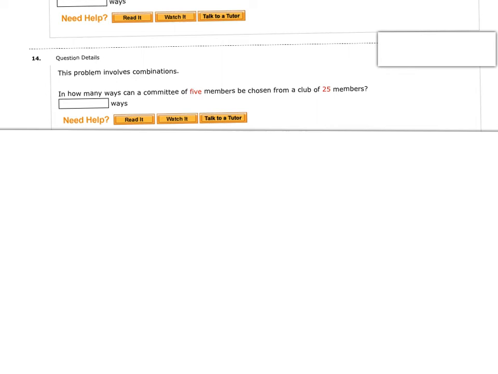All right, this question right here, it's saying in how many ways can a committee of 5 members be chosen from a club of 25 members? This is combinations here. Because it's a committee, the order does not matter, so we're going to say 25C5. And we'll just type that in the calculator. And that comes out to 53130.